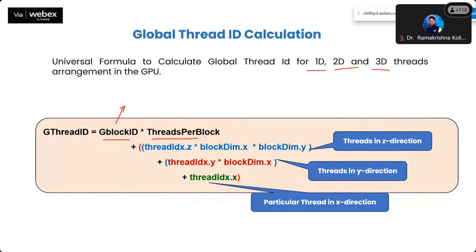The second is the threads per block, and the next one is the thread ID in the x direction, which should be multiplied by the block dimension in x direction and block dimension in y direction, plus thread idx y multiplied by the block dimension in x direction, and finally thread idx x. All these three parameters you have to use here, and the same kind of parameters you can use in the calculation of the global thread ID.